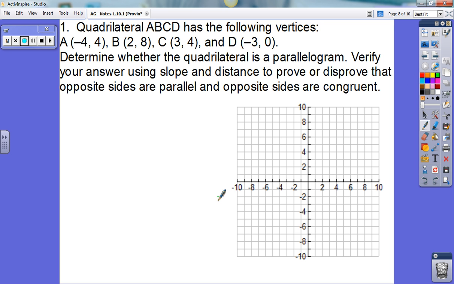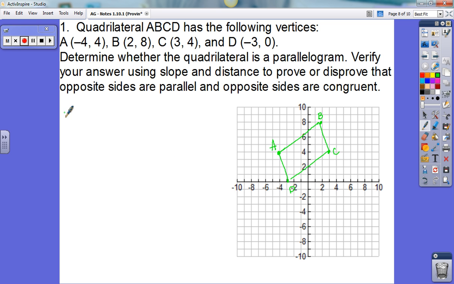Our first of 3 examples is looking at this quadrilateral and determining whether or not it's a parallelogram. So I'm going to go ahead and plot my points. So there are my points, my coordinates, and there is my quadrilateral. So I'm going to determine if it is a parallelogram. I'm going to look at opposite sides to see if they're parallel and to see if they're congruent. If they're parallel, remember they'll have the same slope. And if they're congruent, then they'll have the same length or distance between the 2 points.